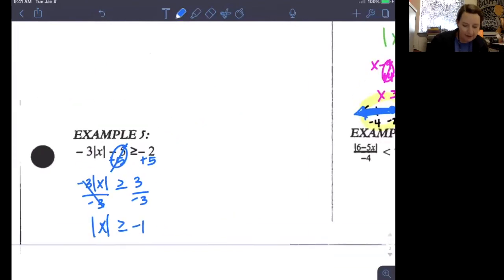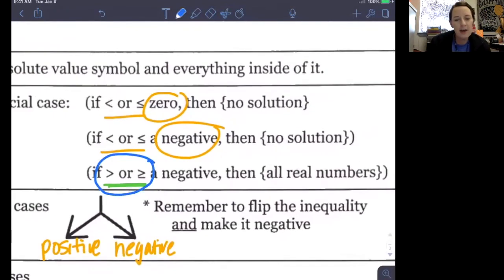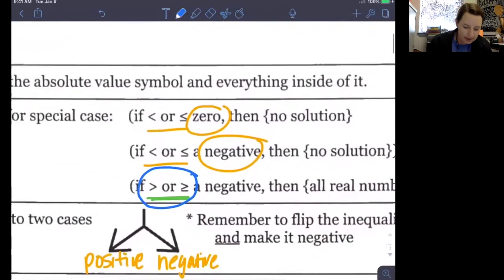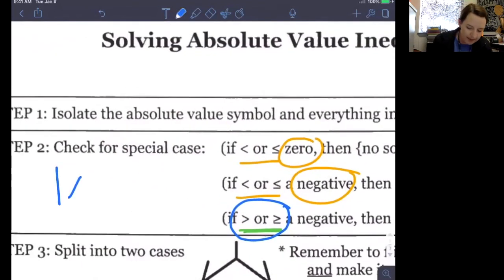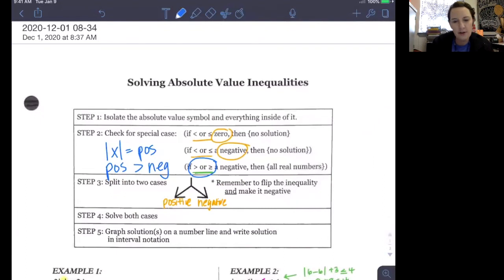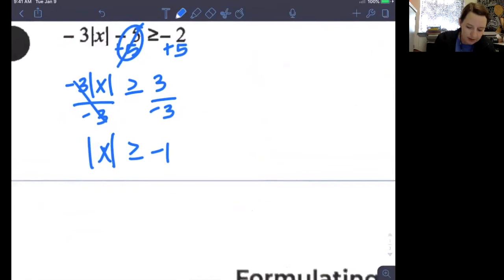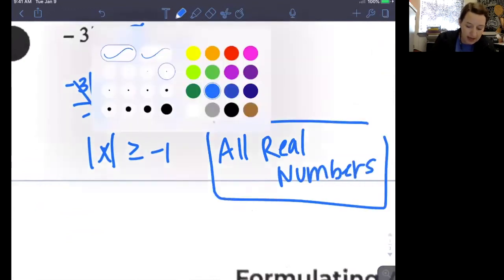So if we come up here and look at our special cases, you'll notice that if we have absolute value and we have a greater than symbol, we will always be greater than a negative, because as you recall from yesterday, absolute value makes everything positive. Okay, and positive is always going to be greater than a negative. So if you remember to look at your special cases, you're not even going to have to solve this inequality. You'll know that this is always going to be true. So you're going to be able to write your solution as all real numbers. Meaning you could choose any number to plug in.